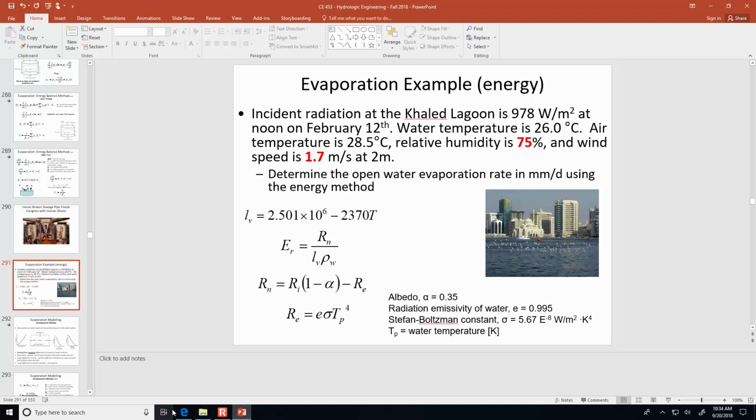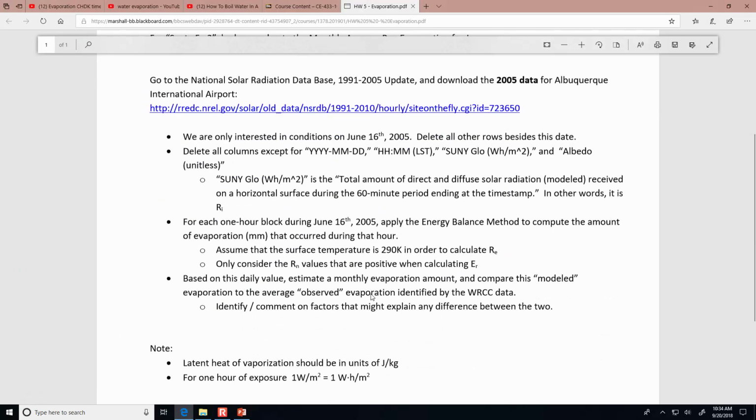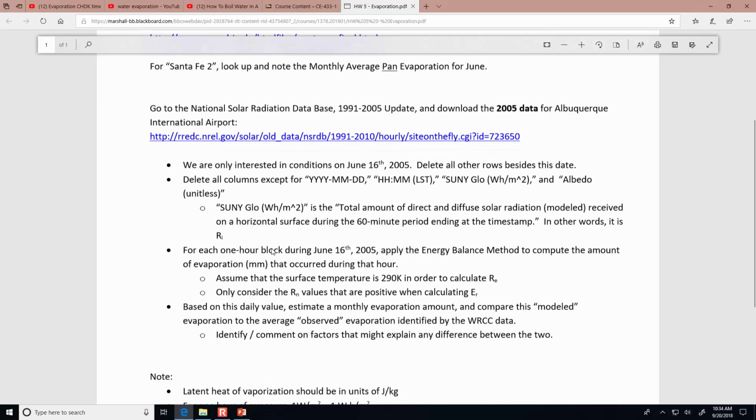If you want to get a start on the homework, you could obtain the data and start formatting it. I give you some formatting instructions here on the way that you need to set it up, but we won't actually have the full-fledged combined equation until Thursday's class is finished.